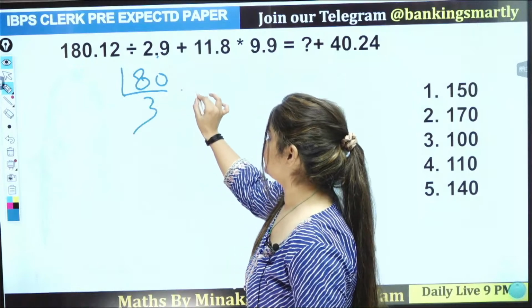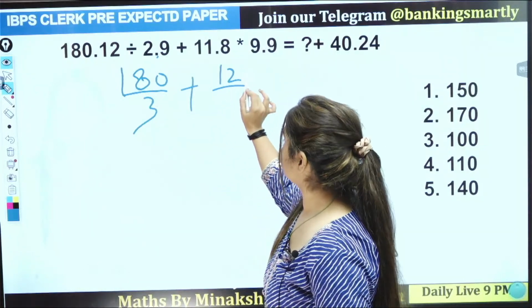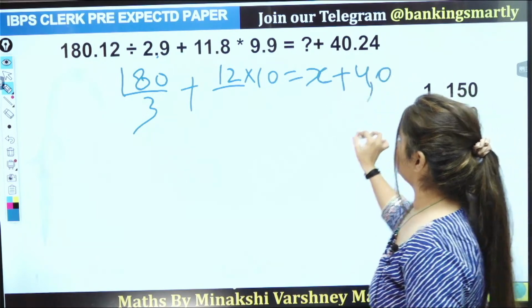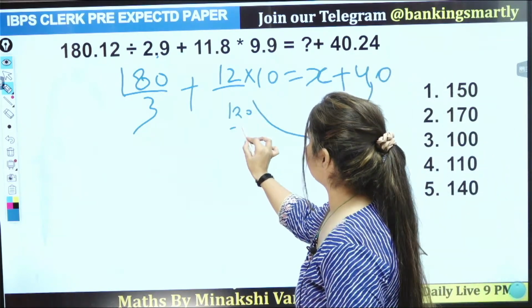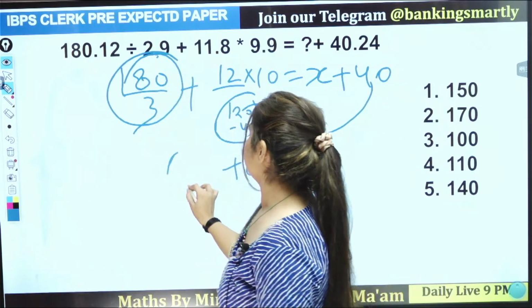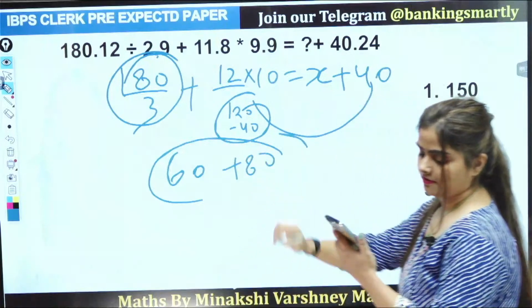So you are taking some time here. 12 into 10 is equal to x plus 40. So 120 minus 140... that means this one is 80. And here what we have, 3 6s are 80, 60 plus 80, you have 140.